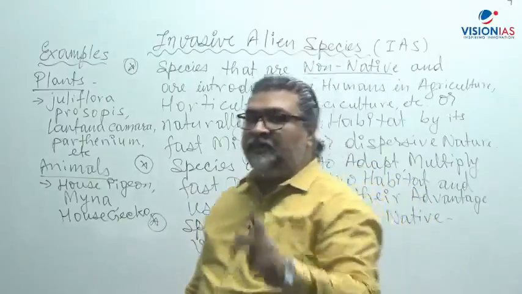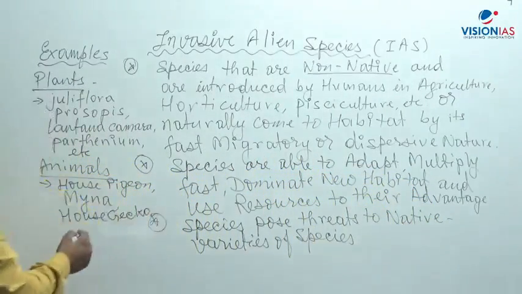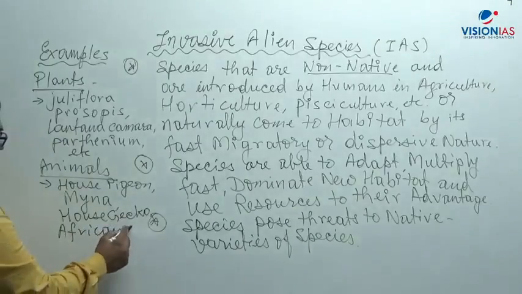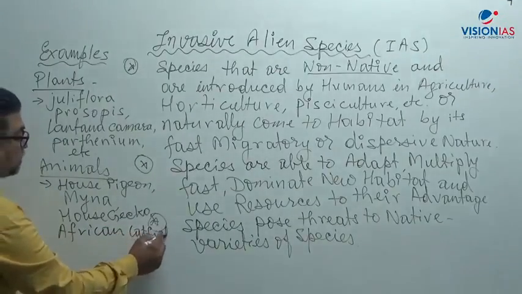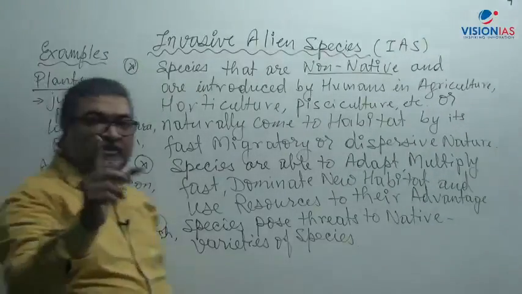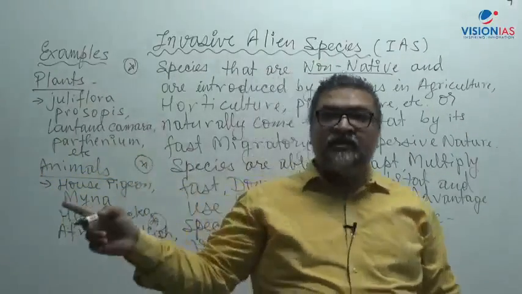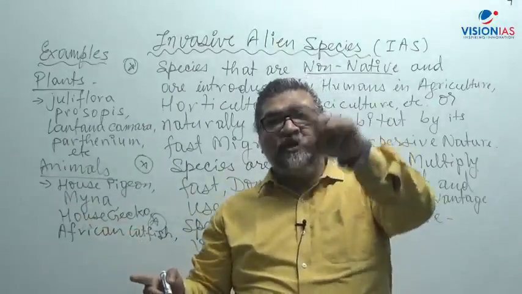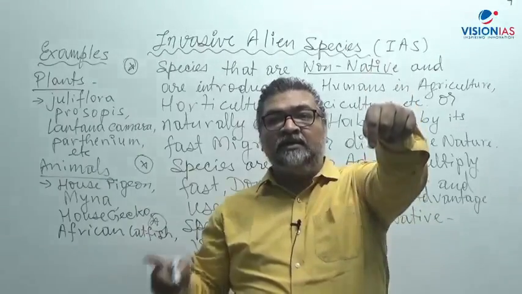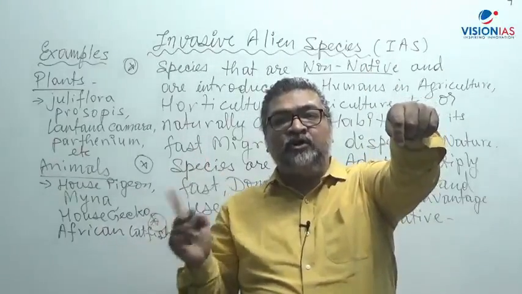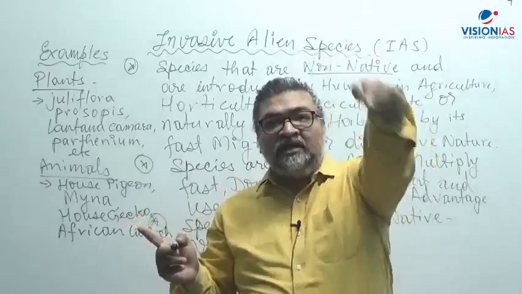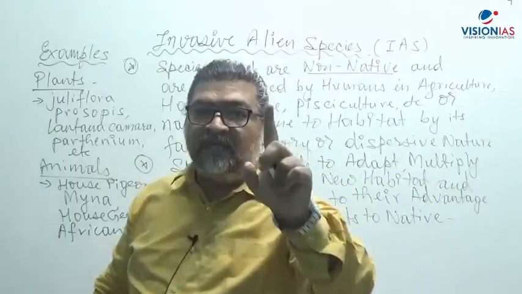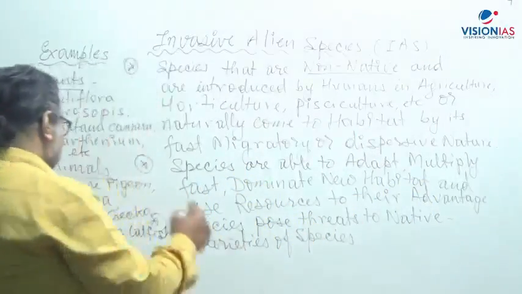I'll give you another example, a fish variety, the African catfish. It can be any species which is normal in one country. When you take that species from that country to another country, a foreign land, the same species which was natural in one country can become invasive in another. A very good example is the Burmese python.